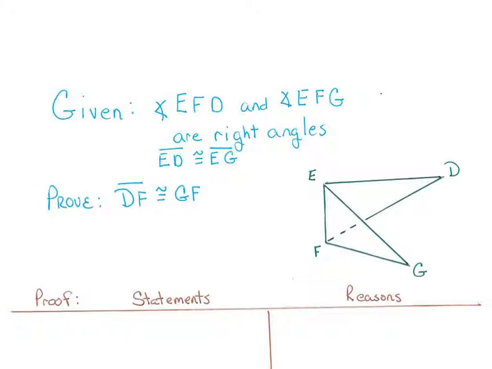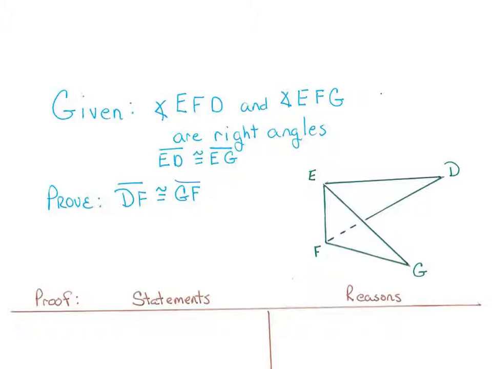And so we're given that angle EFD and angle EFG are right angles, and that segment ED is congruent to segment EG. We want to prove that segment DF is congruent to segment GF. And let me do that. Okay, so that's what we're trying to prove, that DF is congruent to GF. Doesn't matter what it looks like. We have to go based on what information we're given.